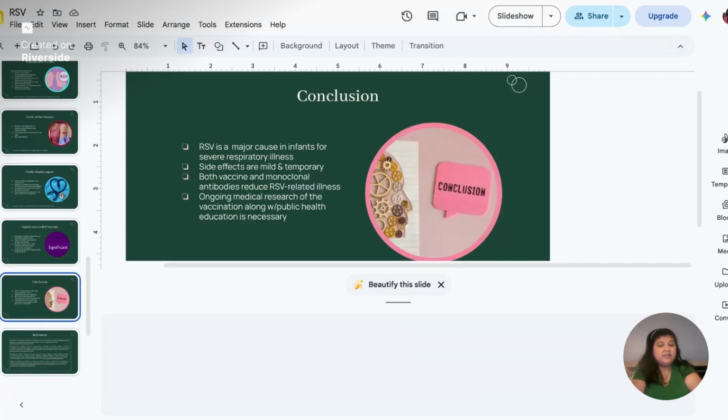To conclude my presentation, RSV is basically the major cause of severe respiratory illness in infants. Side effects, as I mentioned before, are mild to temporary or extreme depending on the situation. Both the vaccine and monoclonal antibodies reduce RSV-related illness. There is still ongoing medical research on the vaccine, and public health and education are necessary.